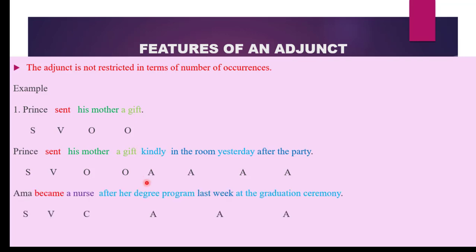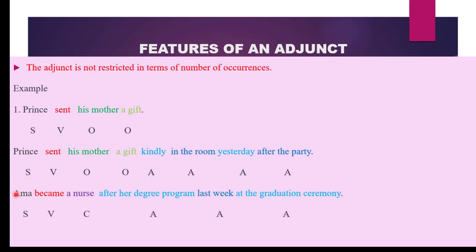Let's have another example. Amma became a nurse after her degree program last week at the graduation ceremony. We have Amma as our subject, and it is just one subject. We have became as our finite verb, just one verb. We have a nurse, which functions as our complement.